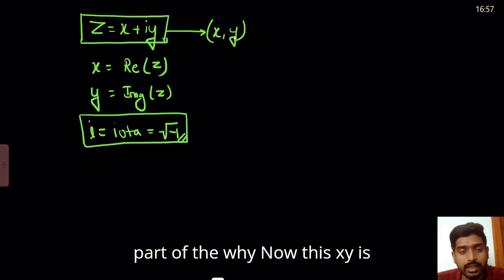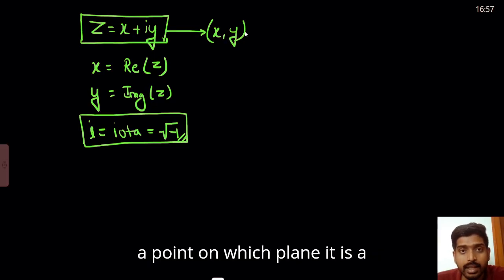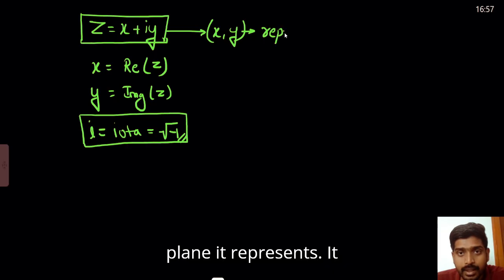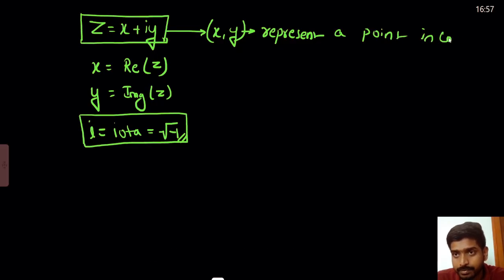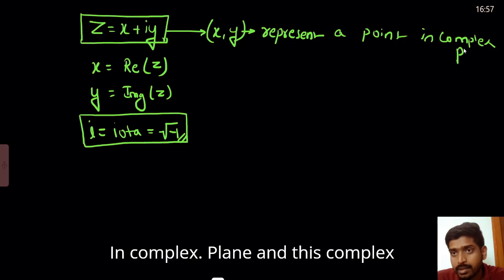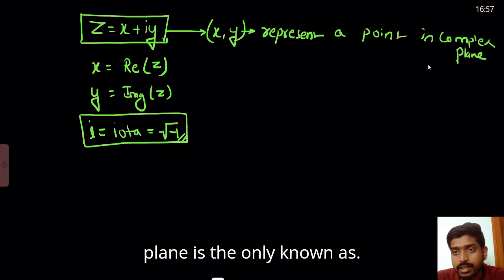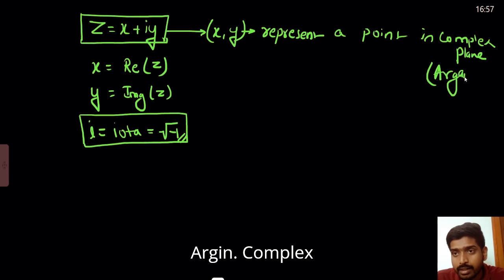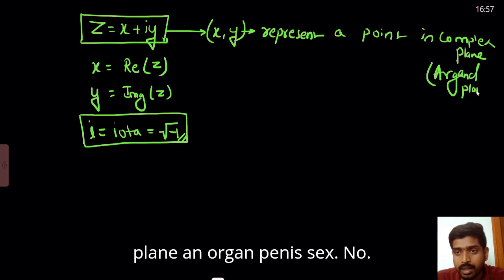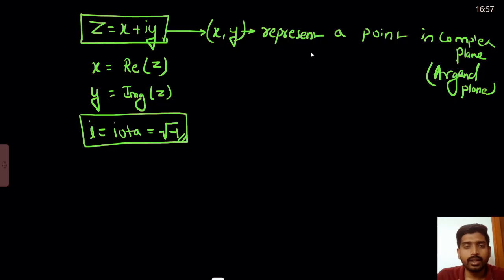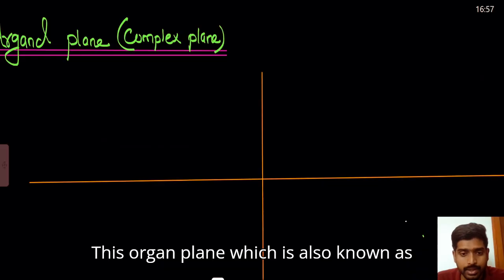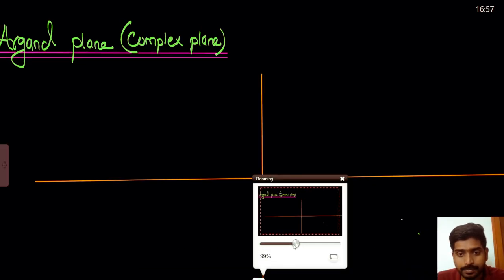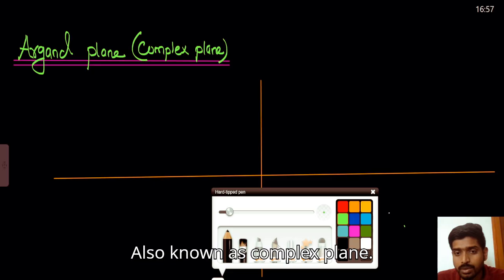Now this x comma y is a point in which plane? It represents a point in the complex plane. And this complex plane is also known as Argand plane. Complex plane and Argand plane are the same. Now, what is this Argand plane? This Argand plane, which is also known as complex plane.